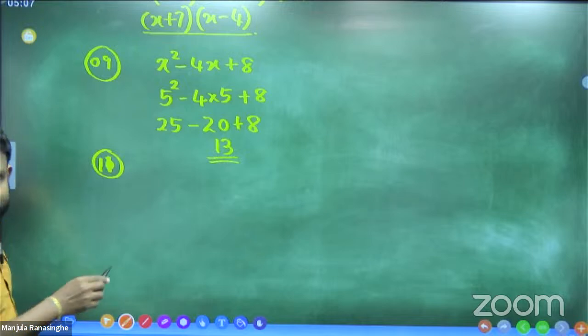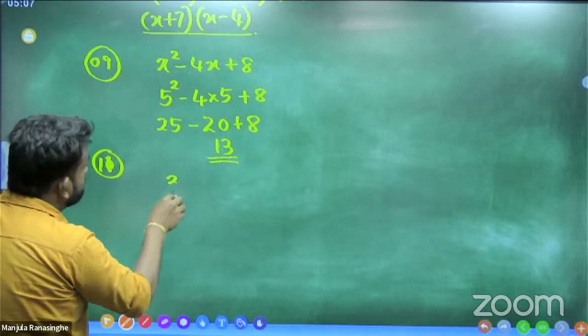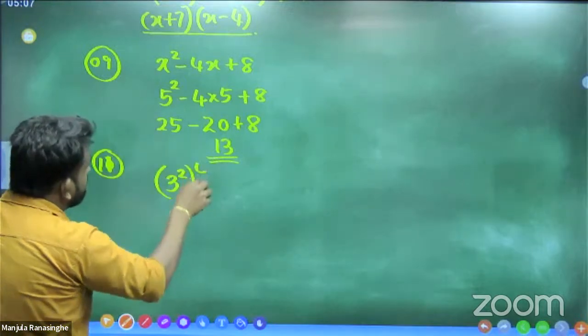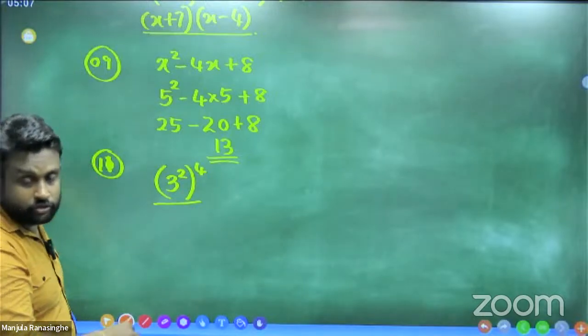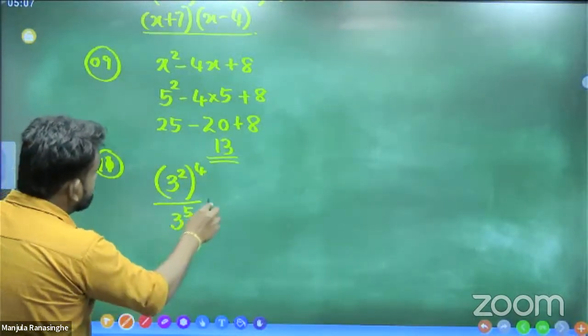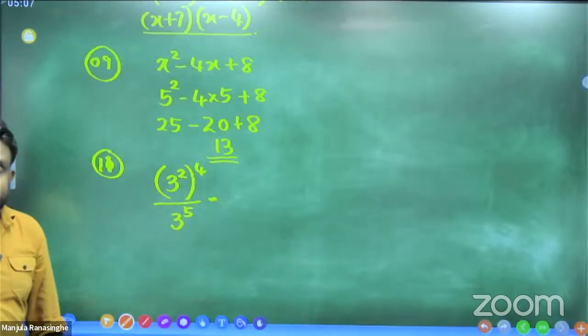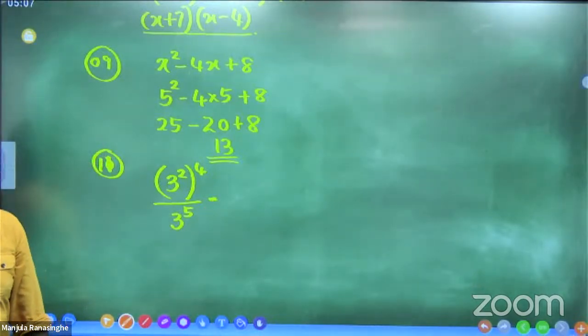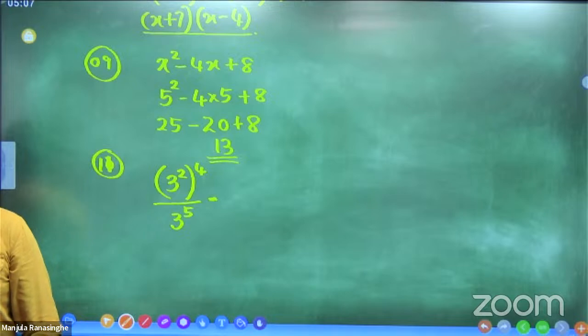Question 11 is given as: simplify 3 to the power 2, to the power 4, and then divide by 3 to the power 5. So here we have the index laws, 5 laws. So just simplify using the index laws.